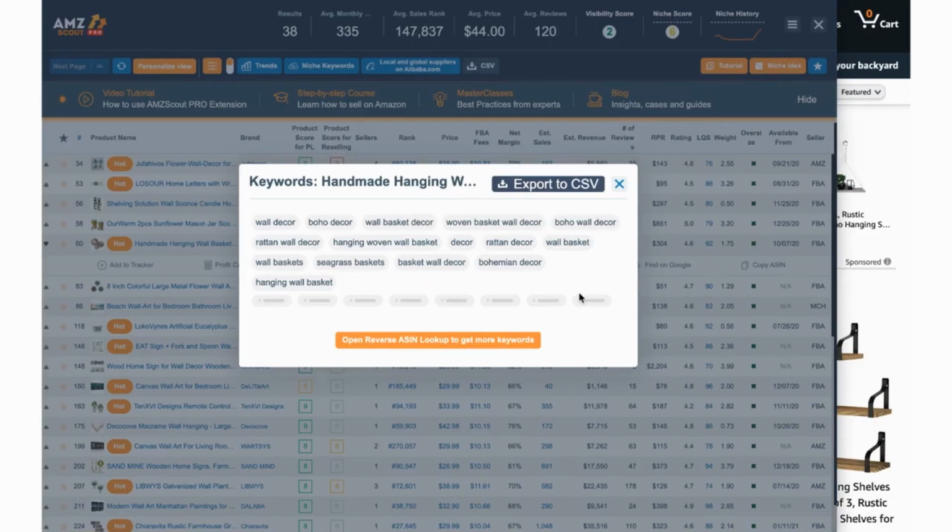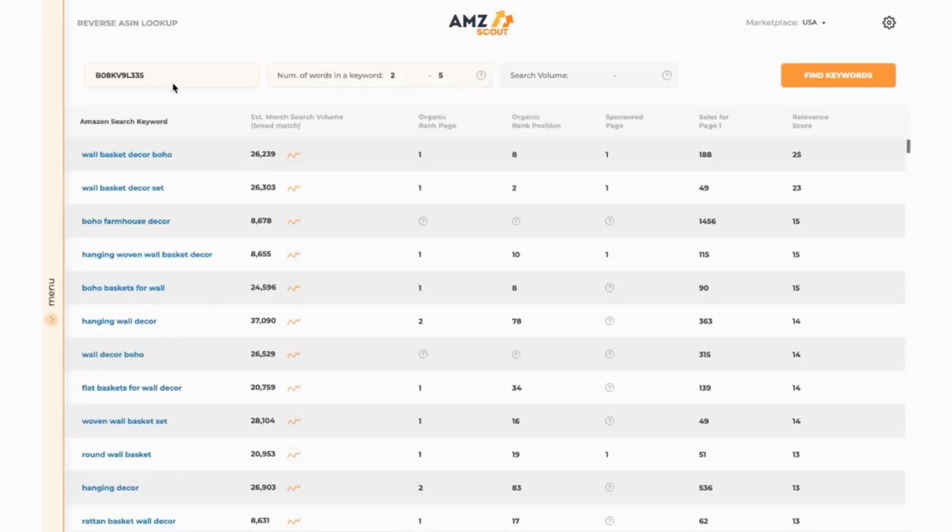Another thing I can do is use the Reverse ASIN Lookup tool within AMZScout to see exactly what keywords are being used to sell this specific item. I'm going to click on this one here, and it already populates the ASIN so that I can see some of the search keywords the seller is using to sell this specific item. One of the great things about this tool is that it gives me the search volume, so I can see the search volume for this specific keyword.